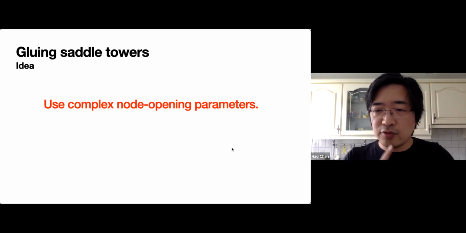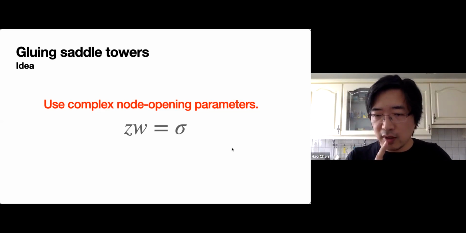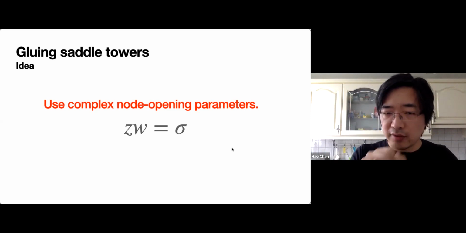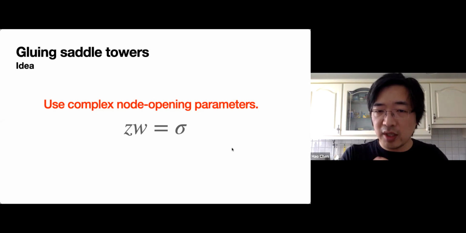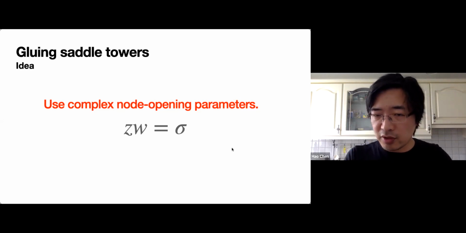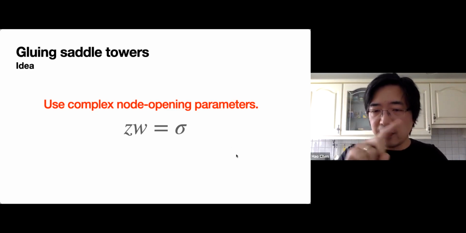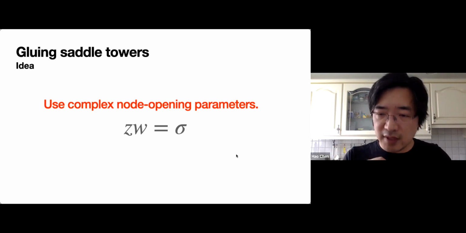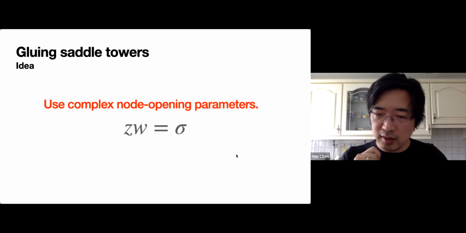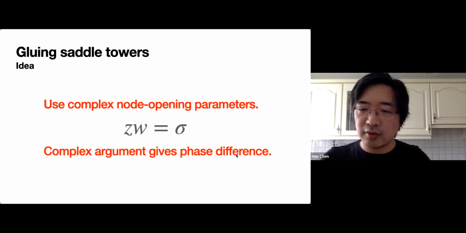The idea is to use complex node opening parameters. Recall that the node opening is locally achieved by identifying two annuli with the formula Z times W equals sigma. Z and W are local coordinates around the punctures, and sigma is the node opening parameter. Changing the complex argument of sigma will give you a twist at the neck, and this twist corresponds to the phase difference between saddle towers.